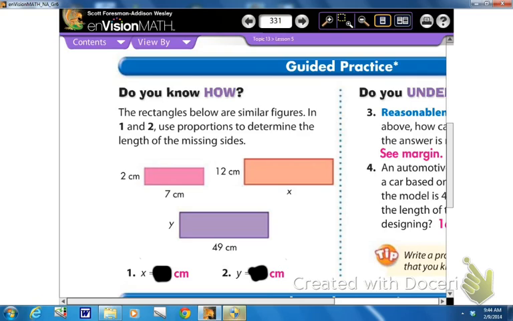On page 331, on guided practice, I'd like you to try and solve 1 and 2. It says the rectangles below are similar figures. So in 1 and 2, use proportions to determine the length of the missing sides. Use this width and this length to find the missing length, since we know this width. Then, because all three are similar, do the same with this shape to find the width here. This one has the length. Set up your proportions.